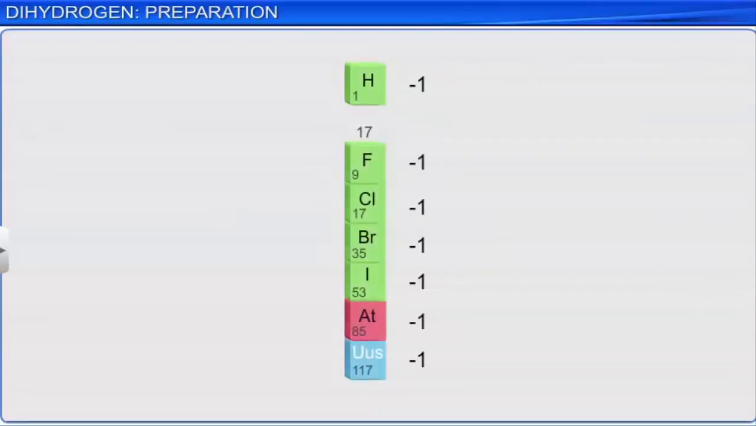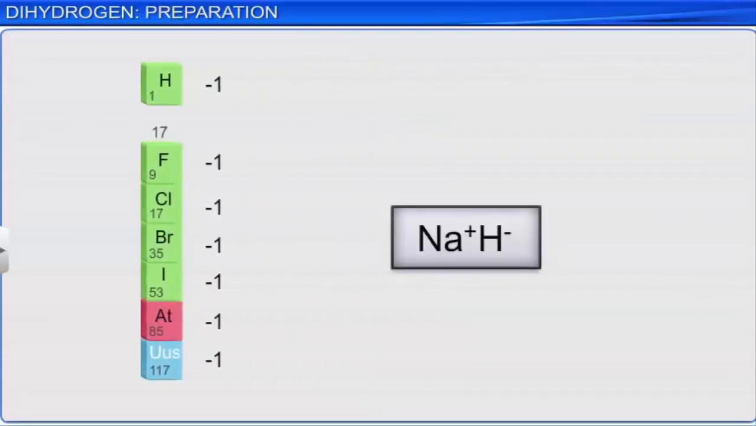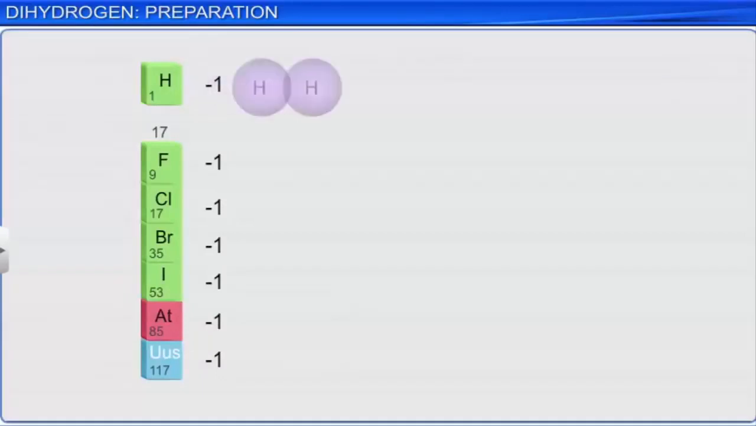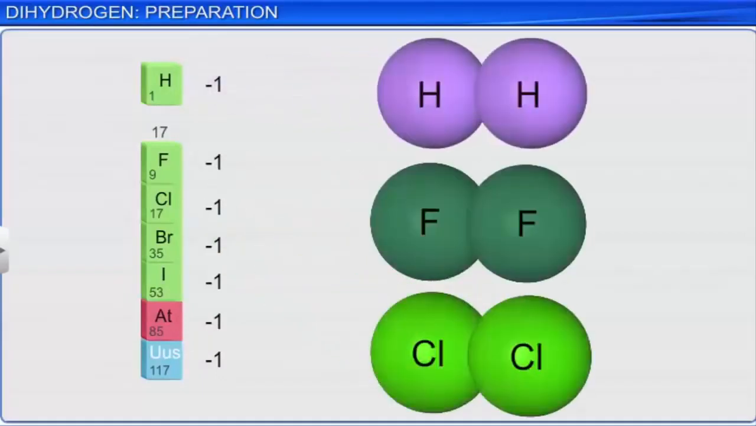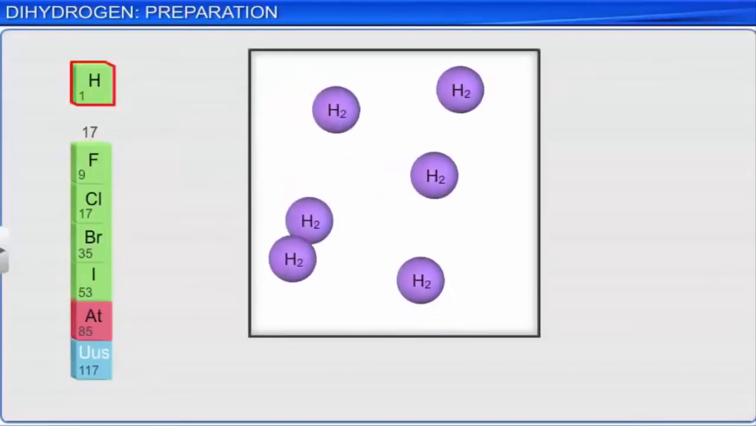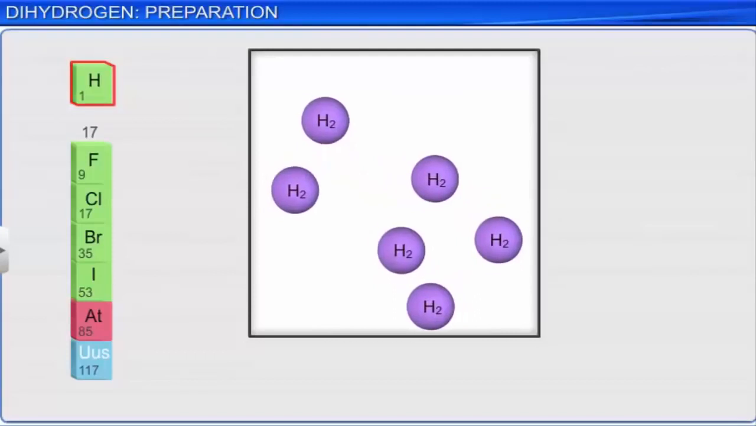For example, in sodium hydride, hydrogen has an oxidation state of -1, which is the same as that of chlorine in sodium chloride. The molecules of hydrogen and halogens are diatomic. Like halogens, hydrogen is non-metallic in nature and usually exists in gaseous form.